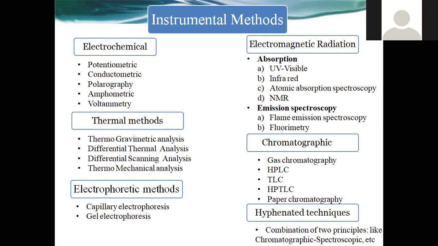In absorption, you can see UV-visible as well as infrared, atomic absorption spectroscopy, NMR, and emission spectroscopy. You can say flame emission spectroscopy and fluorimetric methods. In chromatography methods, another one is gas chromatography, HPLC, TLC, and paper chromatography. In hyphenated techniques, as we said already, there is a combination of two coupled principles, either chromatography with spectroscopy, or chromatographic techniques with electrophoretic methods. You can involve two different principles which are coupled.